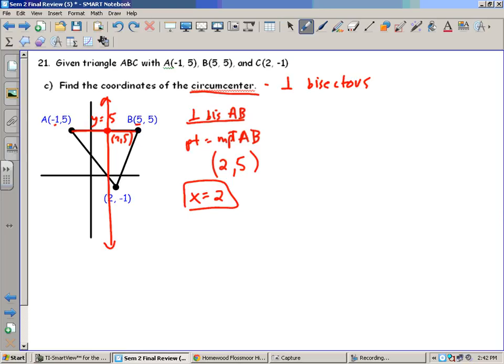And just to keep it consistent, I already figured out what the slope of BC was from the last question. So I'm just going to find the perpendicular bisector of BC. The only difference is my point. I'm not going to use point A. Right? Point A is used when I find the altitudes. The perpendicular bisectors use the midpoint. So I need the midpoint, which is 5 plus 2 divided by 2, or 7 divided by 2, and then 5 plus -1, which is 4 divided by 2. So my point is going to be 7 halves, 2.